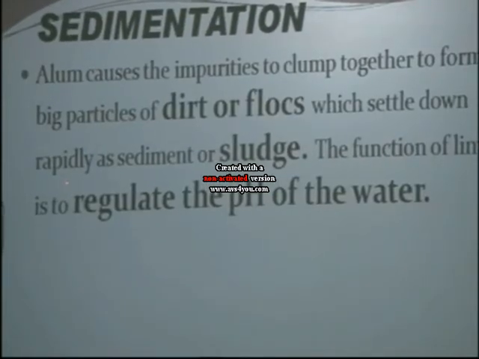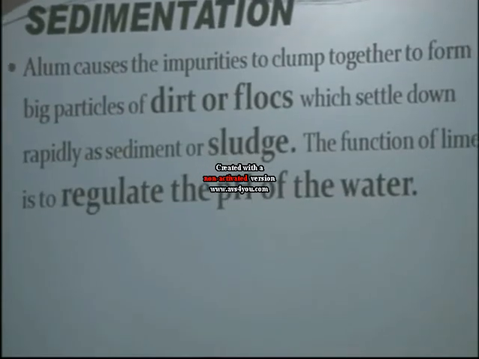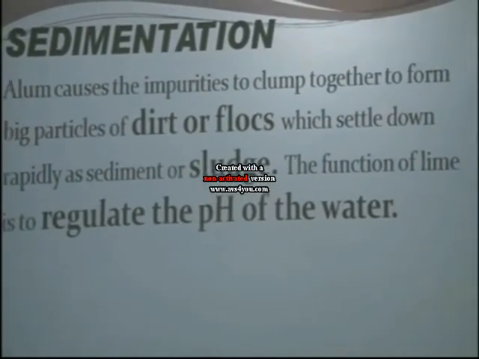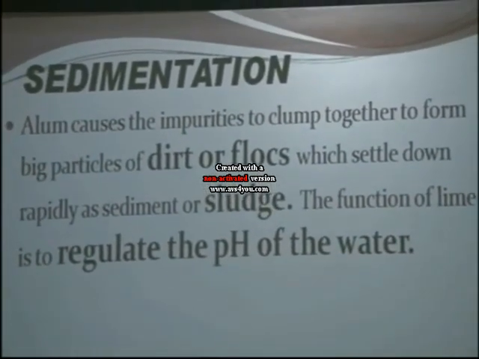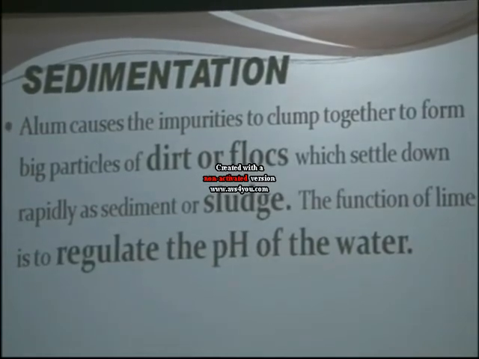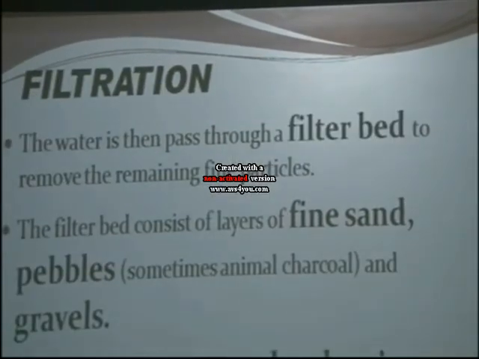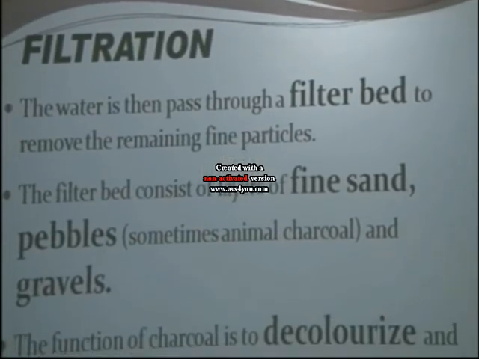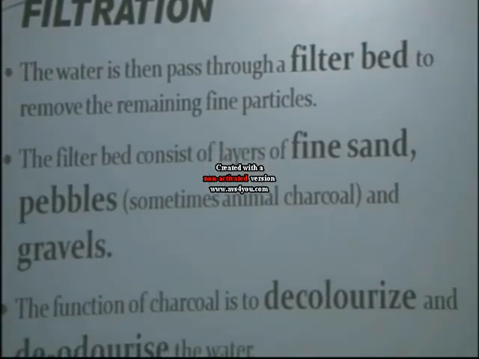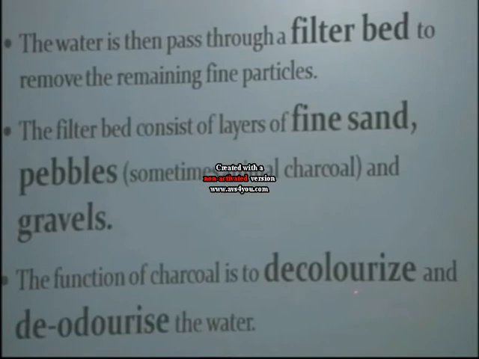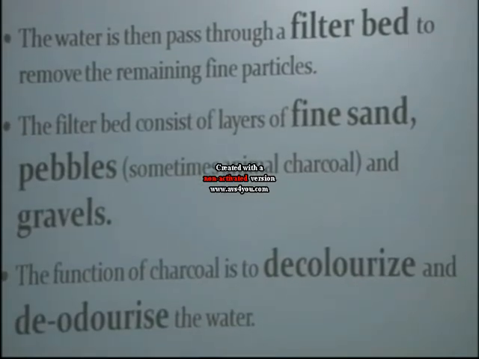Then the next one is sedimentation. Alum causes the impurities to clump together to form dirt or floc. This settles down as sludge, the brownish substance we saw in the diagram. The function of lime is to regulate the pH of the water. And then in filtration, we use fine sand, pebbles, gravels to do that. And charcoal can also help to decolorize and deodorize the water so that the water will not smell.